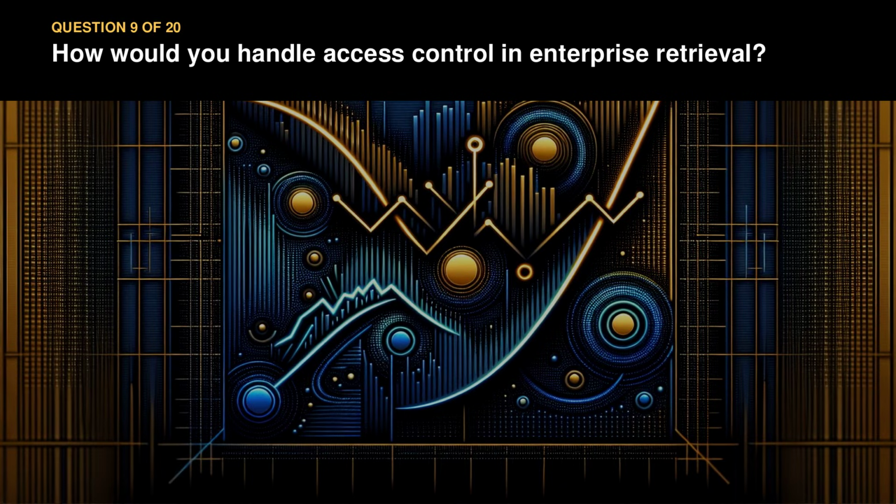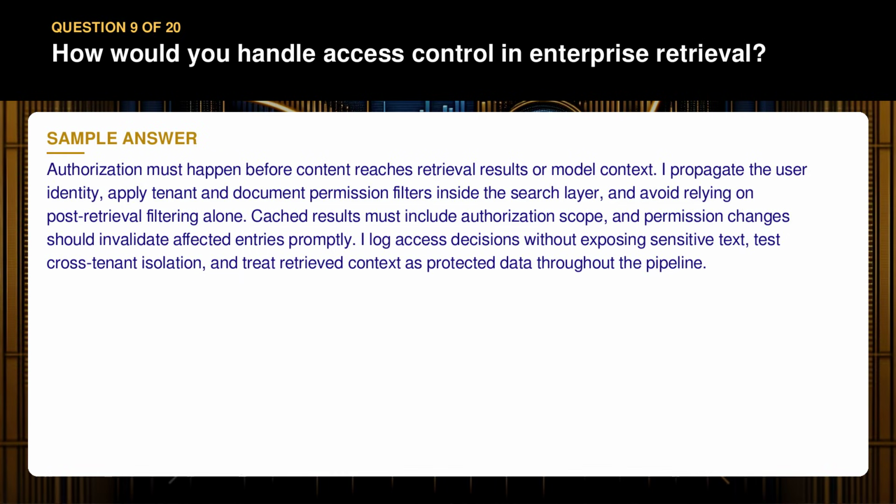Question 9. How would you handle access control in enterprise retrieval? Authorization must happen before content reaches retrieval results or model context. I propagate the user identity, apply tenant and document permission filters inside the search layer, and avoid relying on post-retrieval filtering alone. Cached results must include authorization scope, and permission changes should invalidate affected entries promptly.